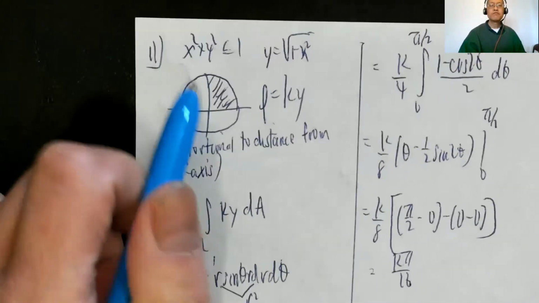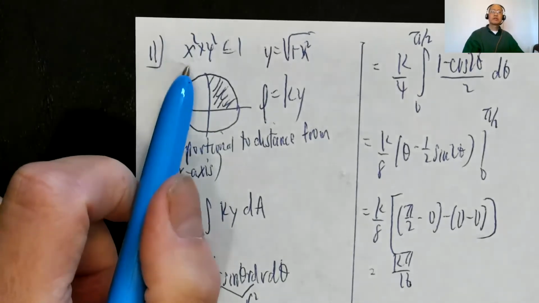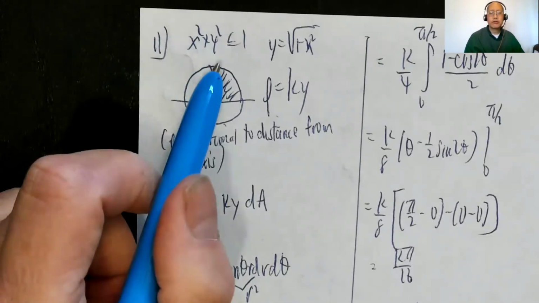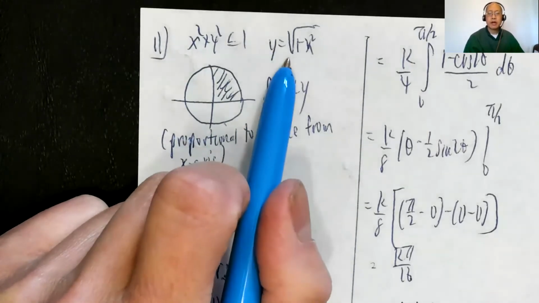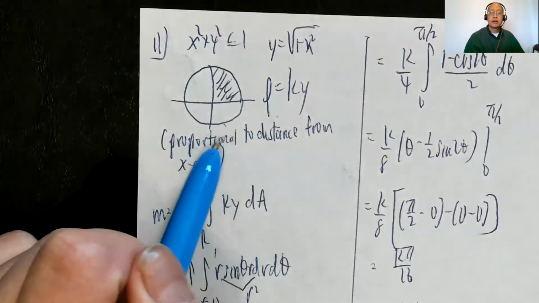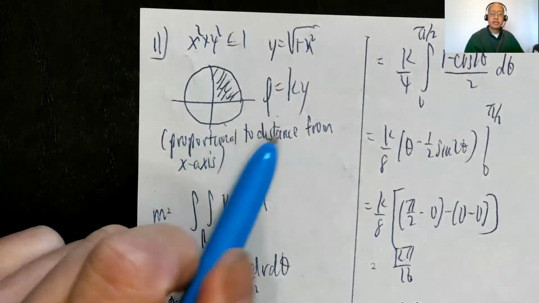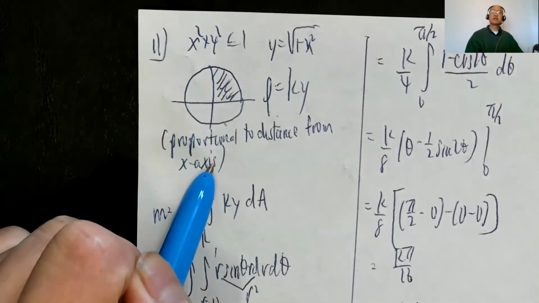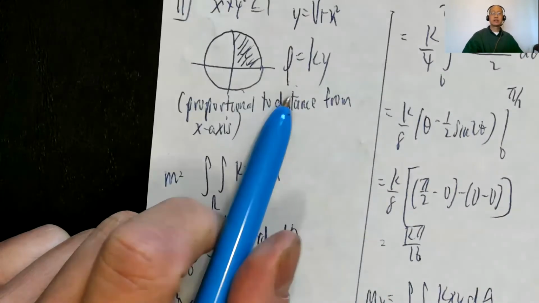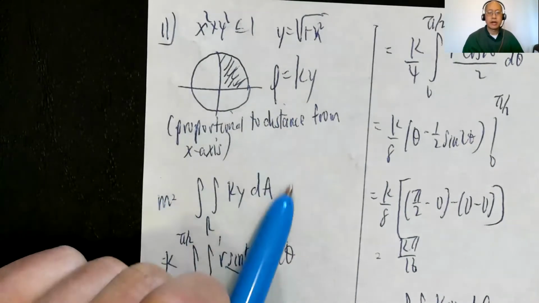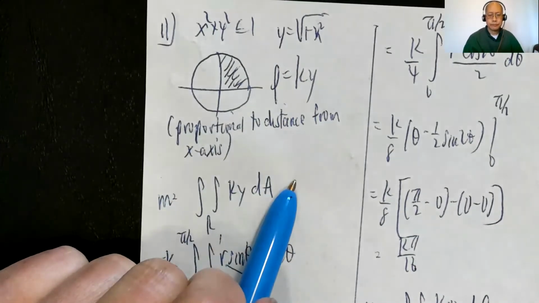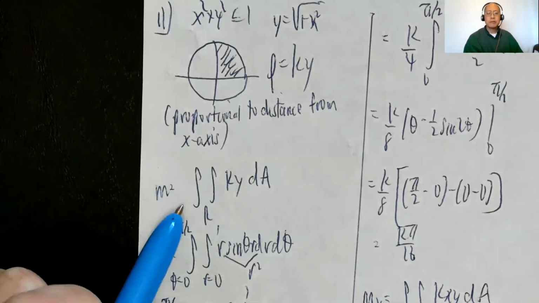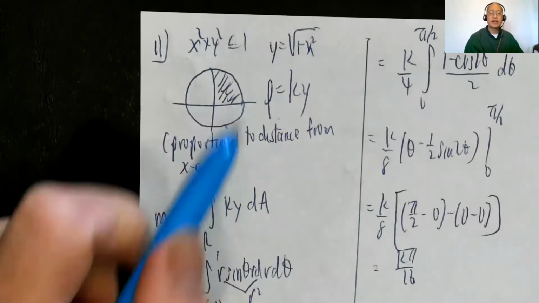Okay, finally, 11. X squared plus y squared is less than or equal to 1. First quadrant, y equals radical 1 minus x squared. And the density is proportional to the distance from the x-axis. The distance away from the x-axis is y. So in other words, rho is ky.